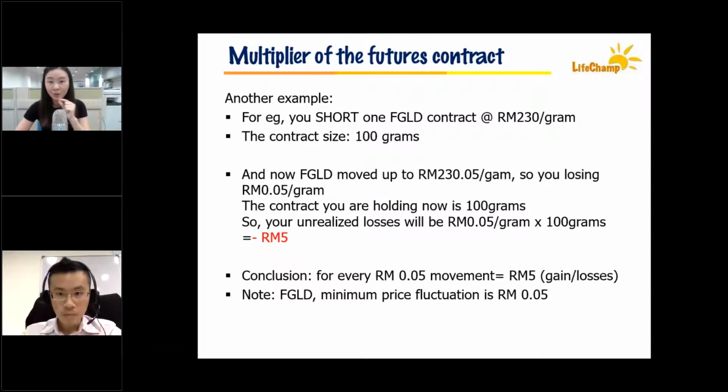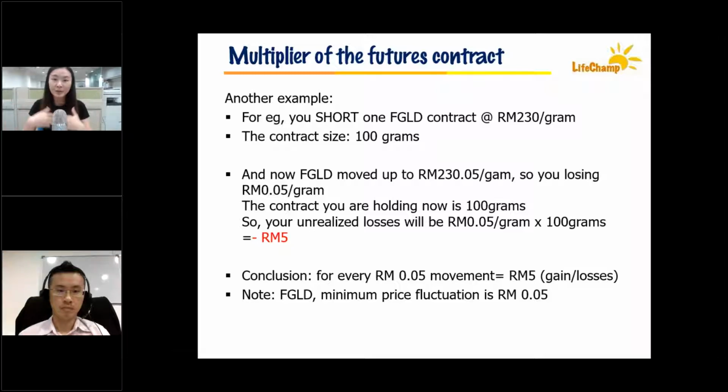So how to calculate what's the value? Okay, you use the 0.05, you times the contract size of the FGLD, which is 100 grams, then you will get 5 ringgit. So conclusion, meaning that for 0.05 move is equal to 5 ringgit. So from there, you actually can calculate that price movement for one tick is 0.05 and equal to 5 ringgit. I hope you get this.